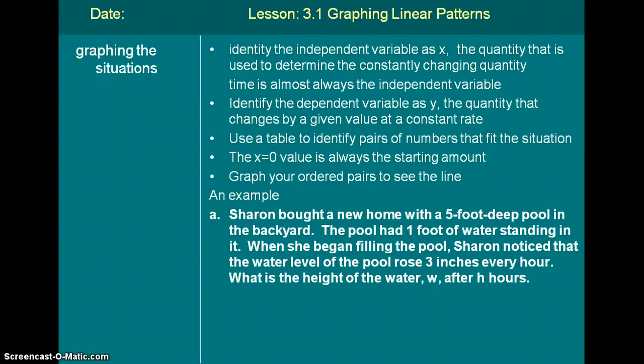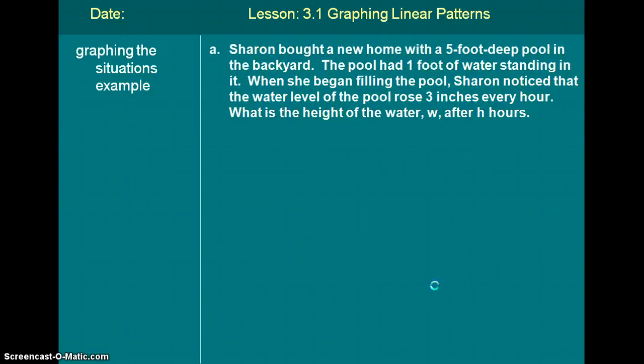An example. Please familiarize yourself with Sharon's pool one more time. You will most likely remember this situation as a constant increase, because Sharon's pool is starting out with 1 foot of water, and the water level is rising 3 inches every hour. It is important for us to identify the independent variable and the dependent variable. In this situation, h, the number of hours, is our independent variable, because the height of the water, w, will depend on how many hours have passed.